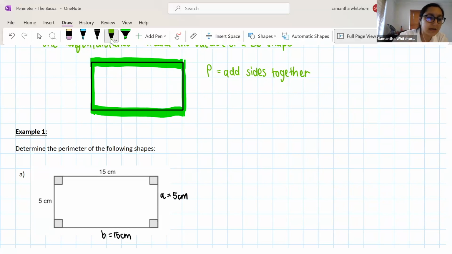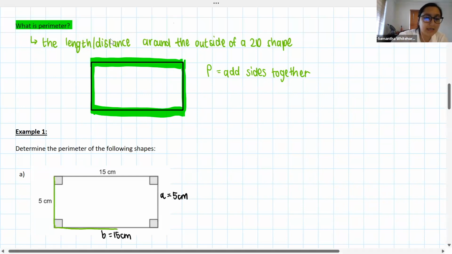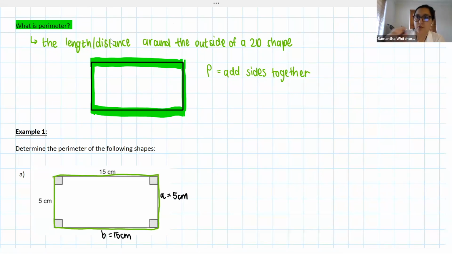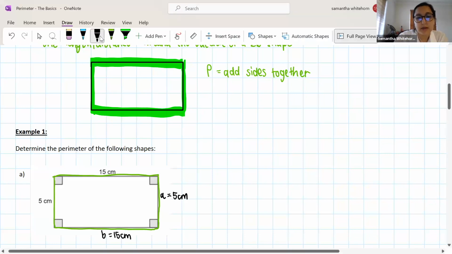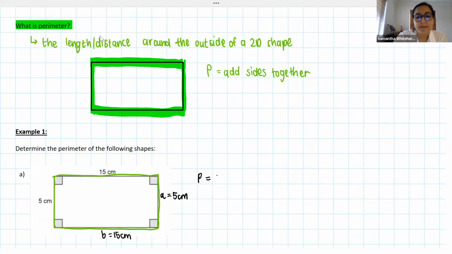Remember, perimeter is the outside length, so I'm going to have to add together all 4 sides of my rectangle, essentially following that green path to get my perimeter. And so the perimeter, for which I can use P, is equal to 5 plus 5 plus 15 plus 15. And that gives me 40 centimeters. Right, so really nothing too tricky.